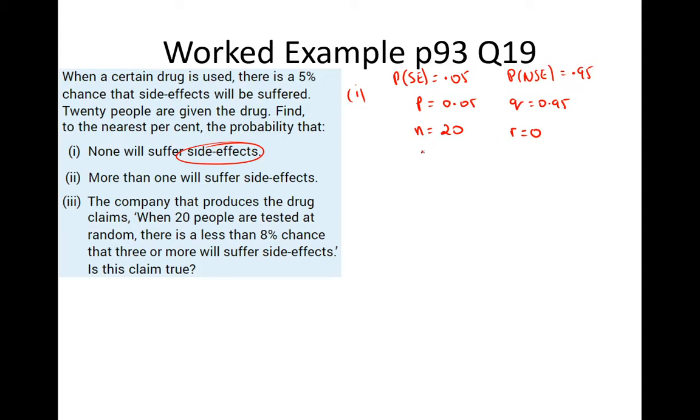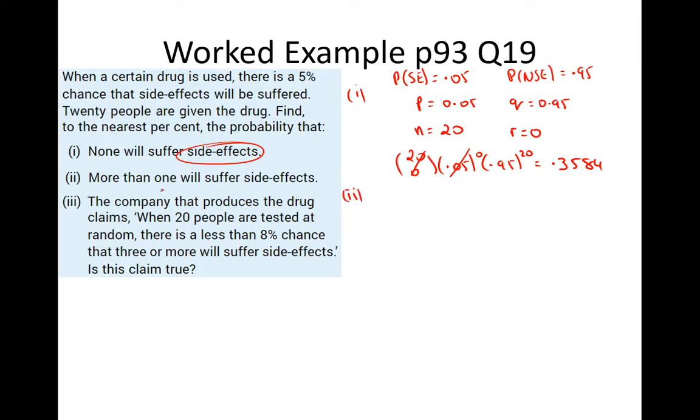So what's the first answer? 20C0 by 0.05 to the power of 0 by 0.95 to the power of 20. So therefore 20C0 is 1. Anything to the power of 0 is also 1. So therefore we have 0.95 raised to the power of 20, which is 0.3584. So there's part 1. Part 2.